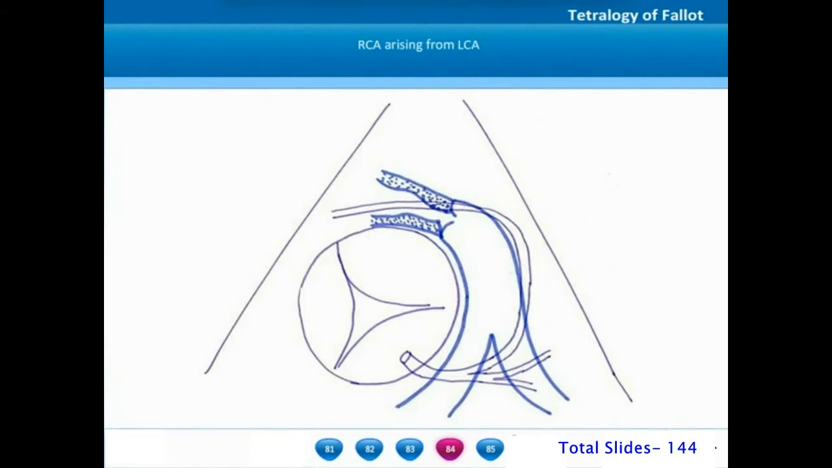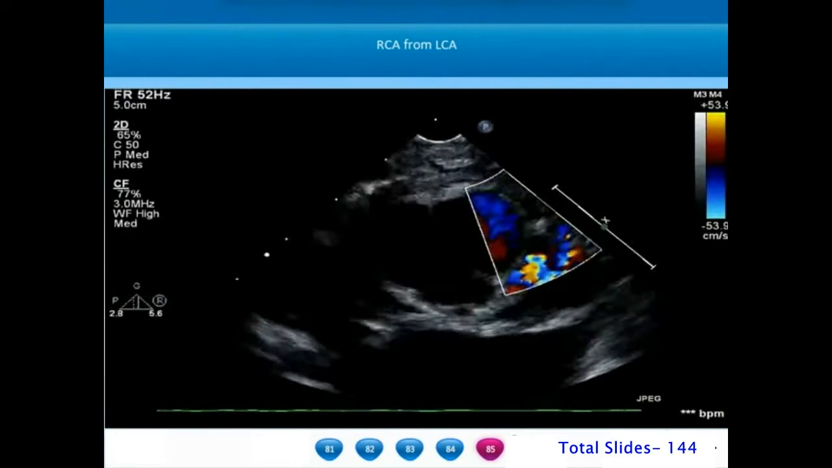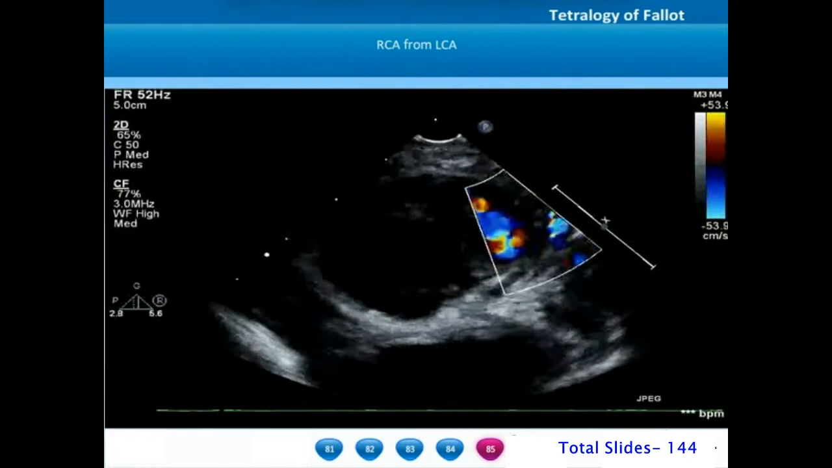On a color flow imaging, in a patient through parasternal short axis view, we can appreciate the entire course of the right coronary artery coming off from the left coronary artery. The flow in the right coronary artery is shown as a red color in the echolucent parallel tract that is seen anterior to the right ventricular outflow tract.